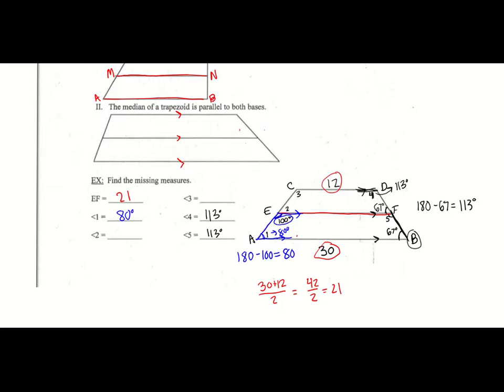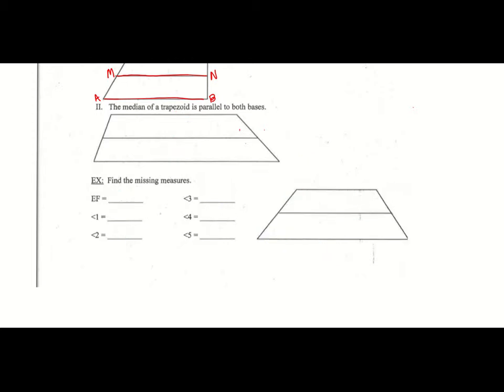If I know angle 1 is 80 degrees, angle 2 is corresponding. It's in the same position on this transversal with our two parallel lines here. So that means that 2 is also going to be 80 degrees. And if 2 is 80 degrees, my angles 2 and 3, again, are on parallel lines, same side of this transversal, both inside. They're going to be consecutive interior. And if 2 is 80 degrees, that makes 3 100. Okay, let's go to the next one.